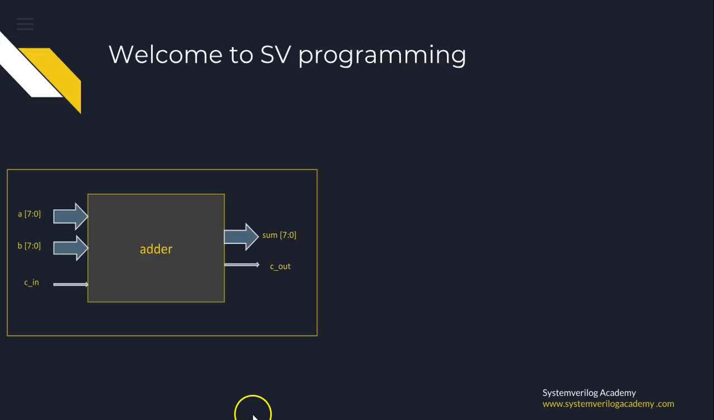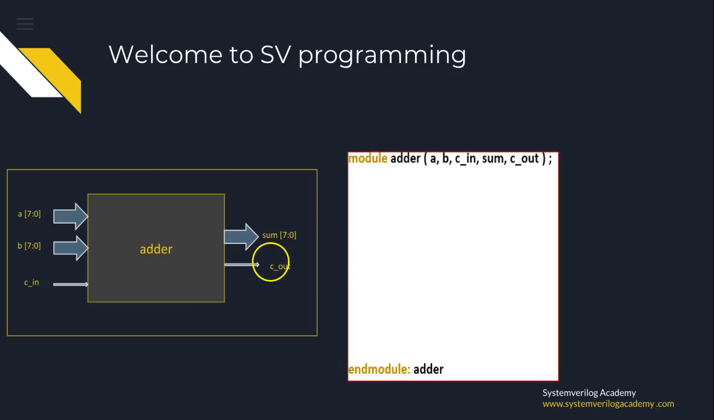Next you will see how to write a hardware functionality in SystemVerilog and write your first SV program. This is the hardware that you are going to model in SV. It is an 8-bit full adder. It has 3 input ports named A, B, and C in, and 2 output ports named SUM and C out. Here A, B, and SUM are of width 8, and C in and C out are of width 1.